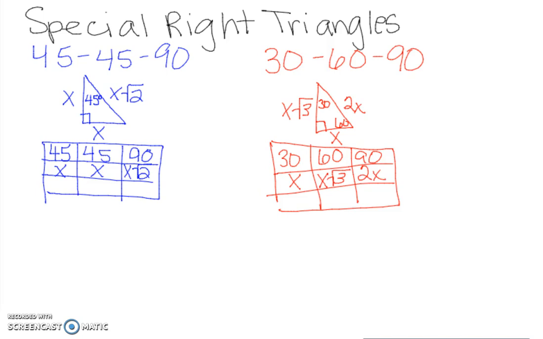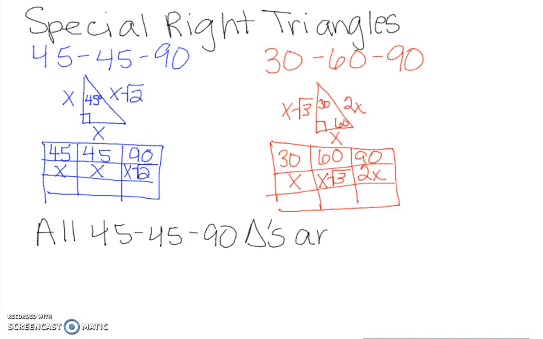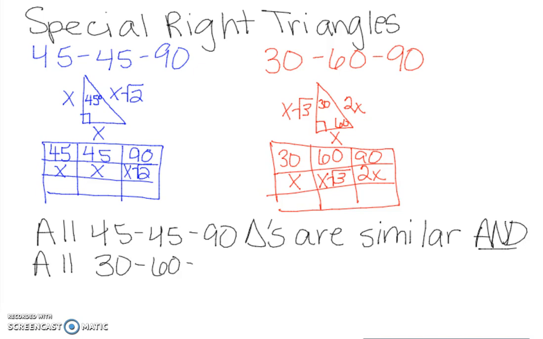Now, one thing you need to know about the triangles is all 45, 45, 90 triangles are similar. Every single one of them has 45, 45, 90-degree angles. And all 30, 60, 90 triangles are similar, and again, for the same reason. They all have 30, 60, 90-degree angles, which makes both of them similar by AA. Okay, now we're going to go to our first example.